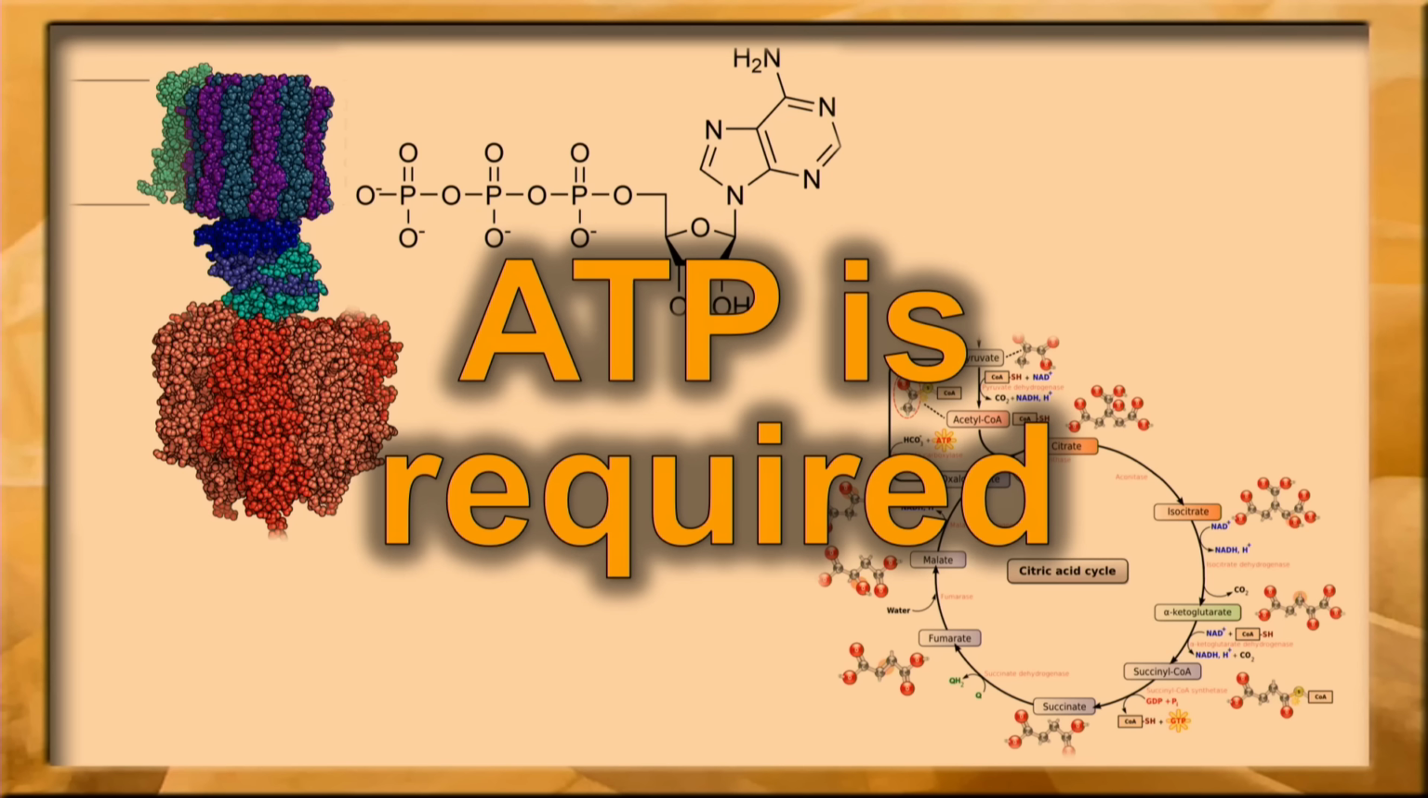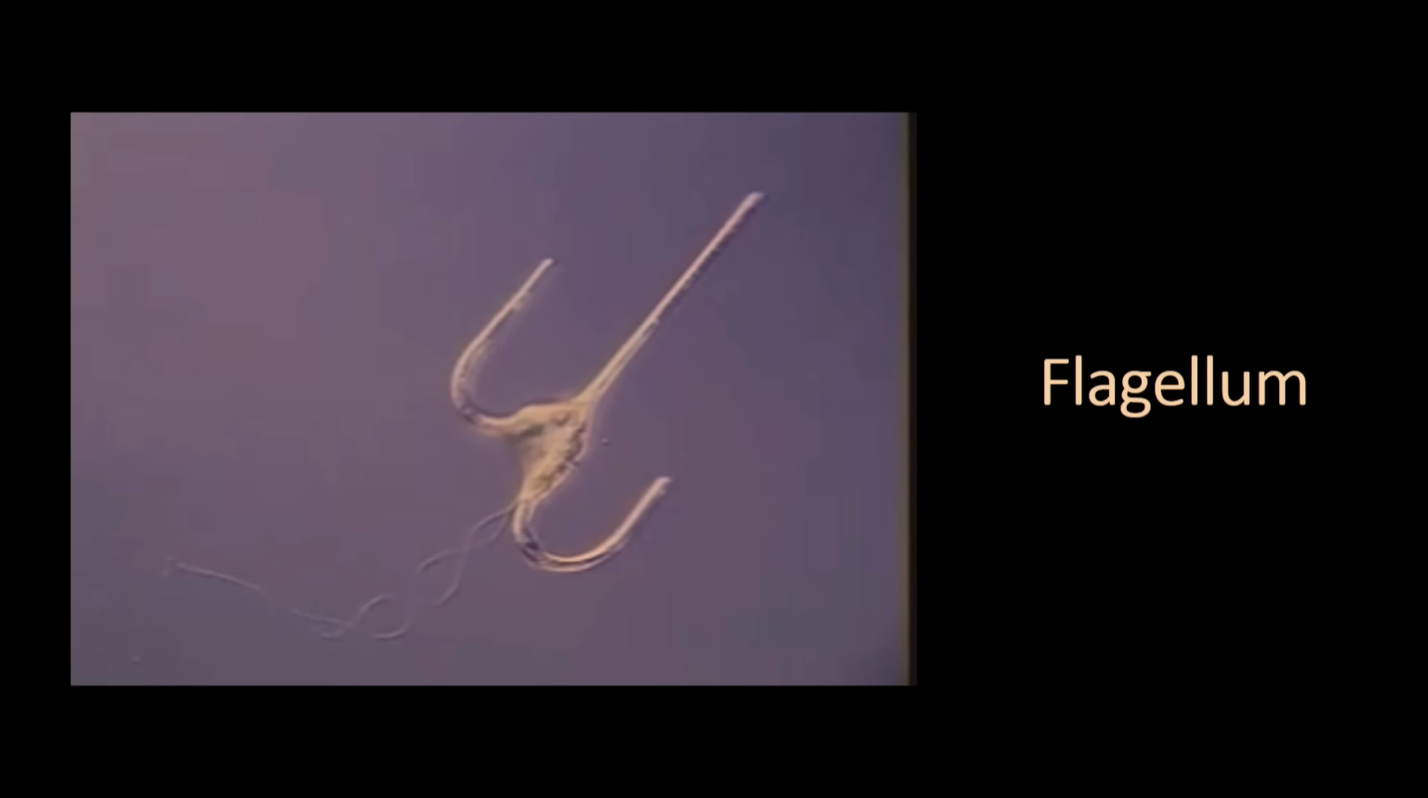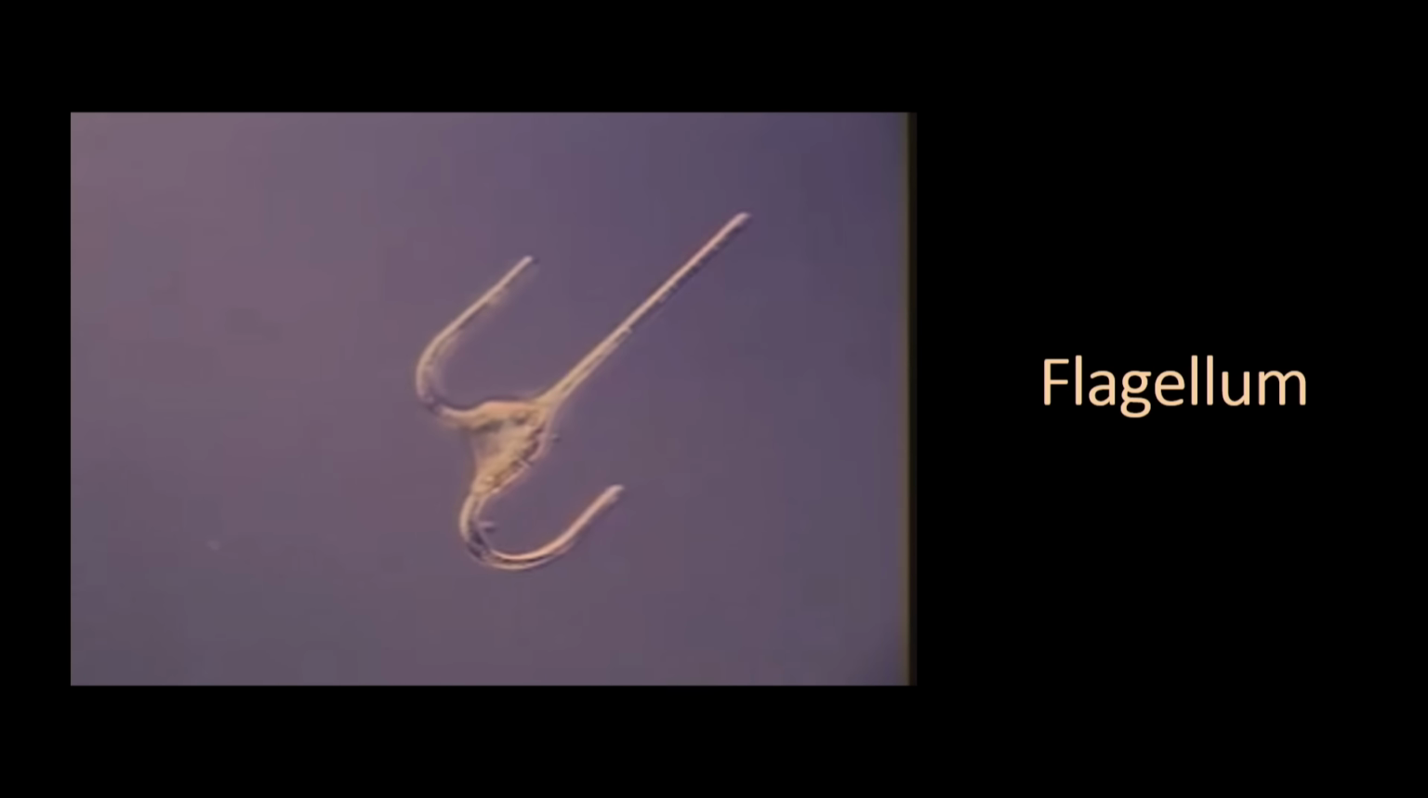So to make ATP, you have to have all of those enzymes, you have to have ATP synthase, and you have to have ATP as well. Kind of a problem. Well, another molecular machine is the flagellum.